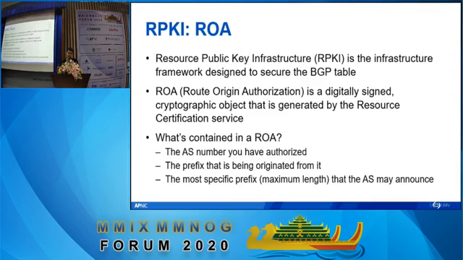Okay, so apart from the route object, I'm going to talk to you about another object called ROA. ROA stands for Route Origin Authorization. It is an object that sits underneath the framework called RPKI. RPKI is Resource Public Key Infrastructure, and it is the framework initiated by RIRs, and the purpose is to secure the global routing table.